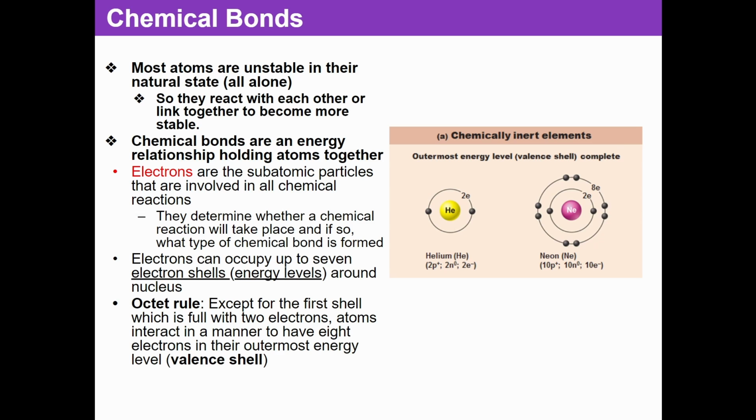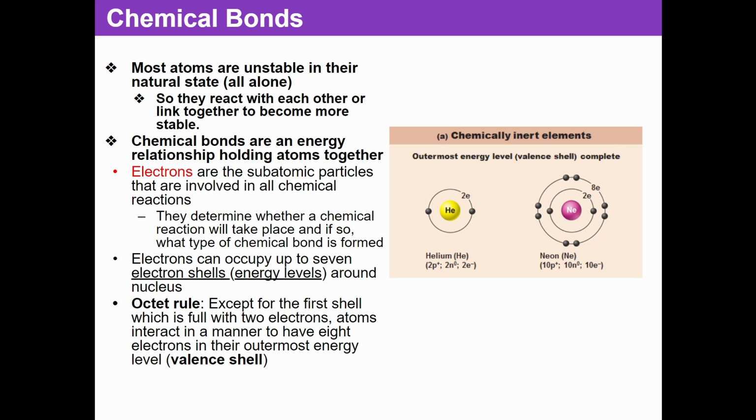It's electrons that are going to be involved in chemical reactions. They're the ones that determine whether or not a chemical reaction will take place, and if so, what type of chemical bond is formed. For that reason, we're interested in how electrons occupy energy shells, or orbitals. These orbitals can also be thought of as energy levels. And in order to look at them, we have to establish a rule, and that rule is the octet rule.